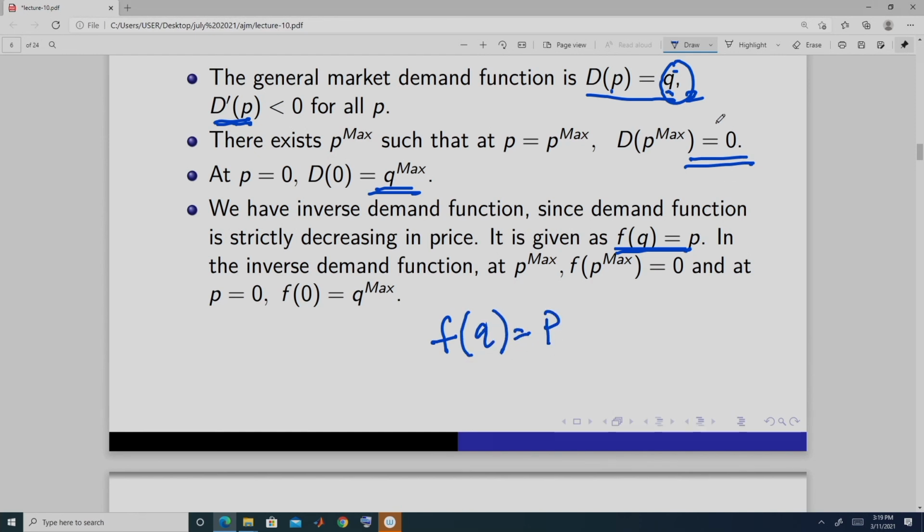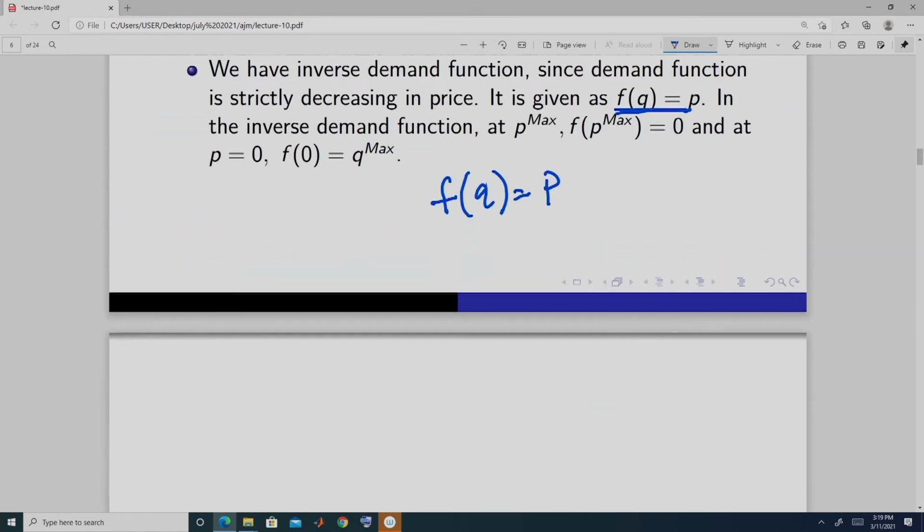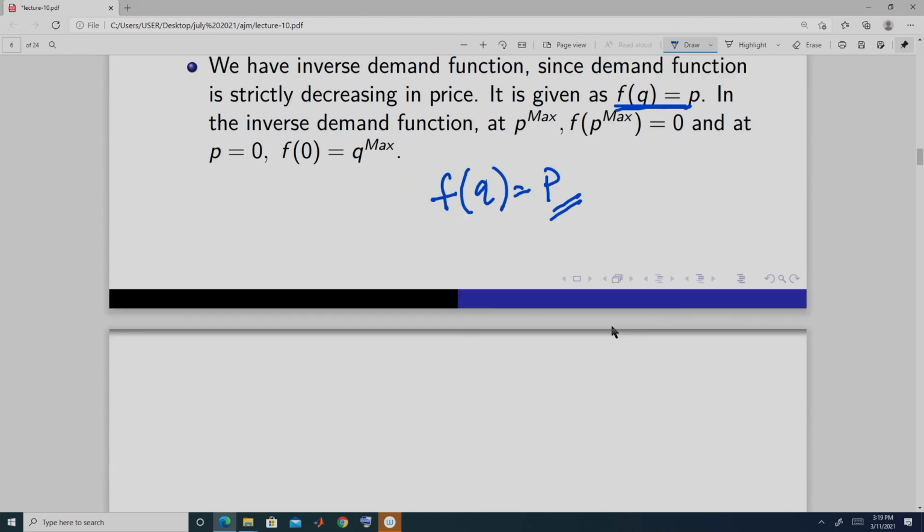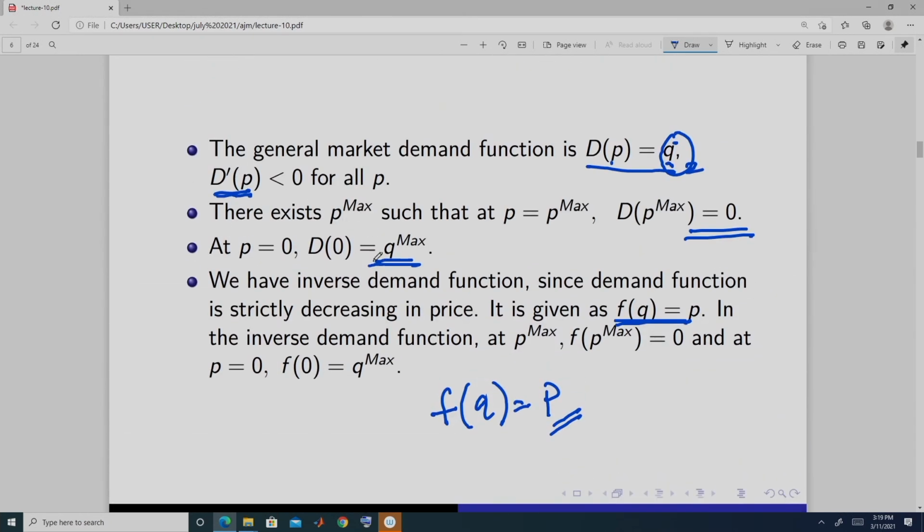So, what does this inverse do? The inverse allows us to make this function a function of q. So, we plug in quantity, and we know what price the consumers are willing to pay. If we plug in this much output in the market in this function, then the maximum the consumers are willing to pay is this price. Okay? Now, given this specification of the demand curve, we will get this.